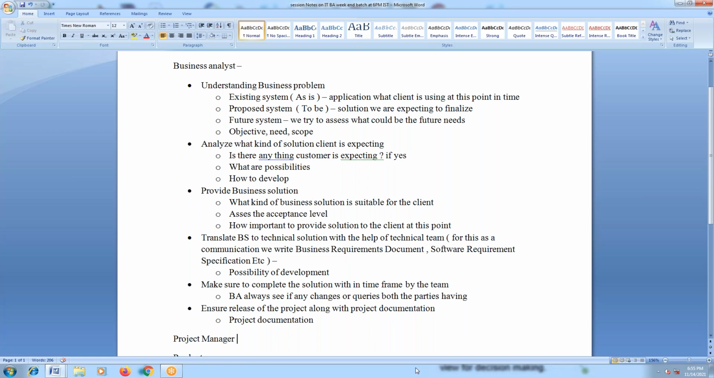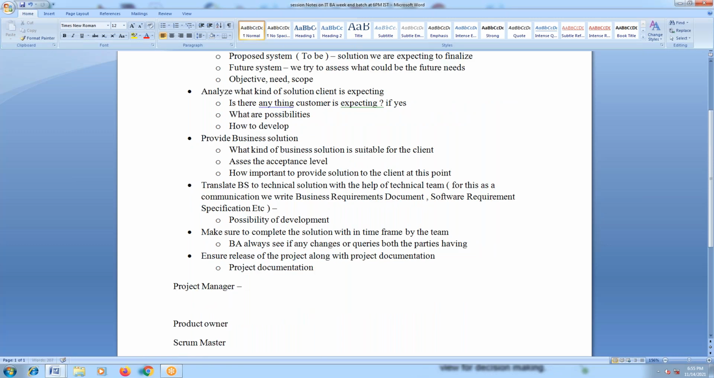Okay, so this is what you generally do as a BA. Next, if you are a project manager, make sure the project must be completed within the allocated budget, right? Whatever the budget allocated, you have to complete this project within that budget, because any project manager will be allocated some budget for the project. That is the success rate.